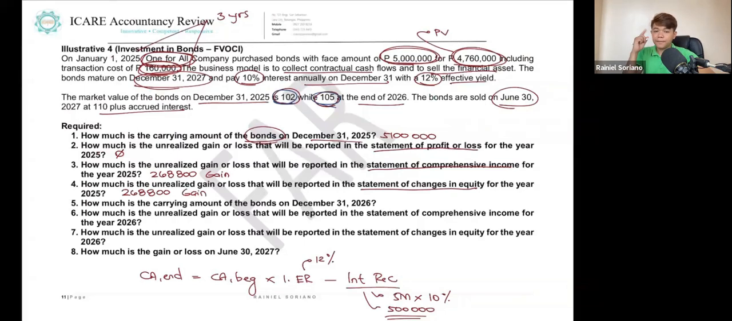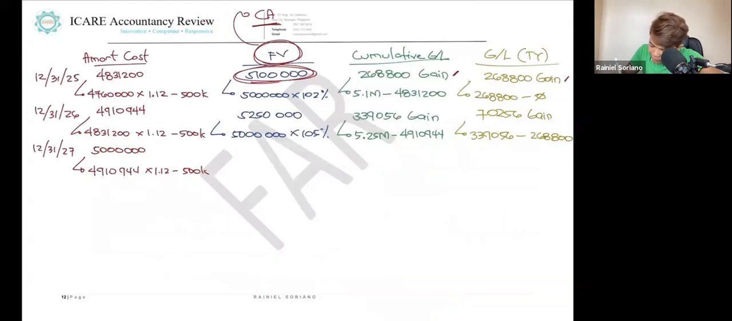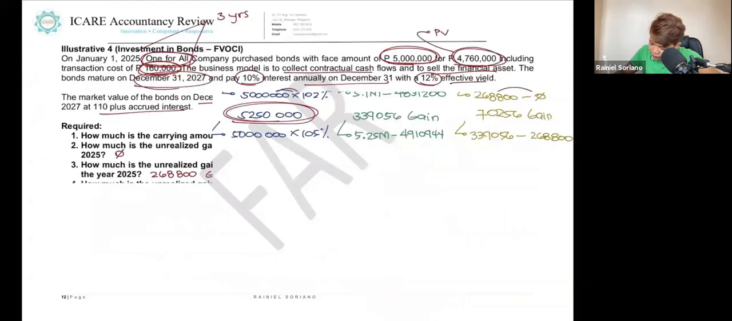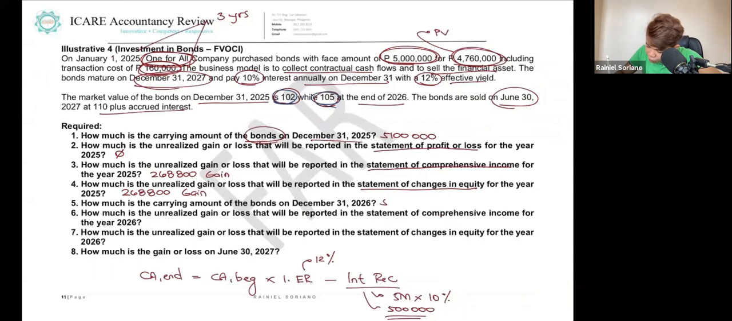Okay? Number 5, how much is the carrying amount of the bonds on December 31, 2026? Fair value ulit. Magkano fair value ng 2026? That's 5,250,000. So final answer here is 5,250,000 pesos.